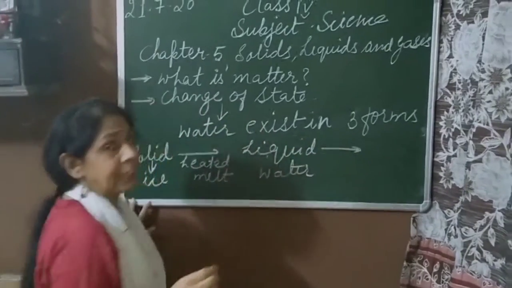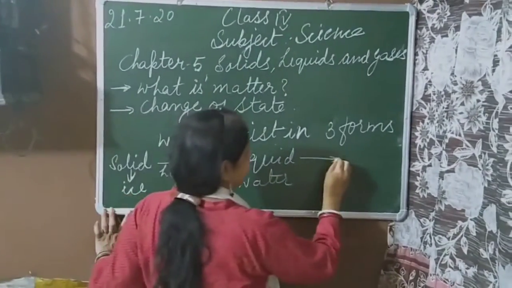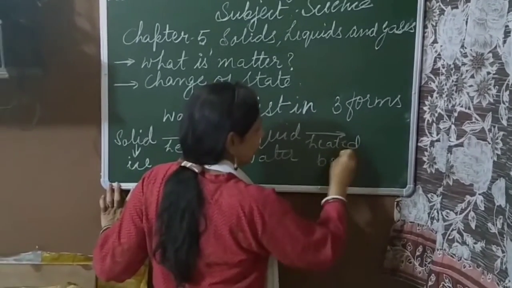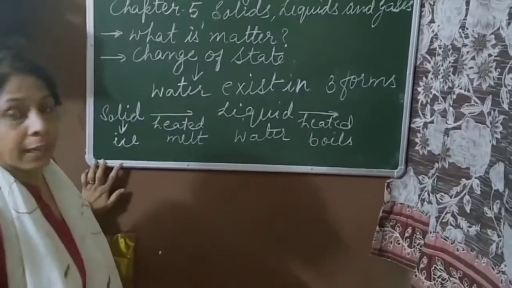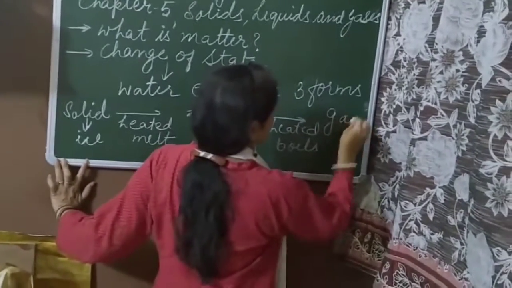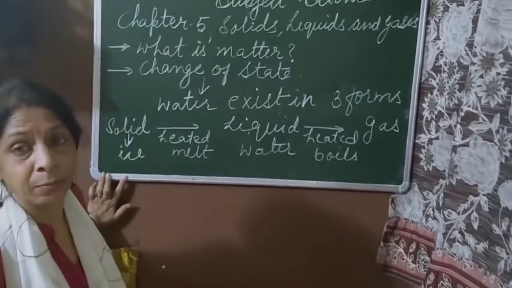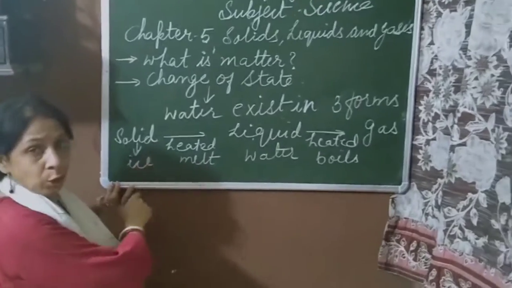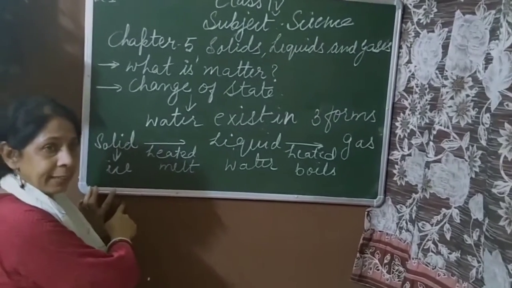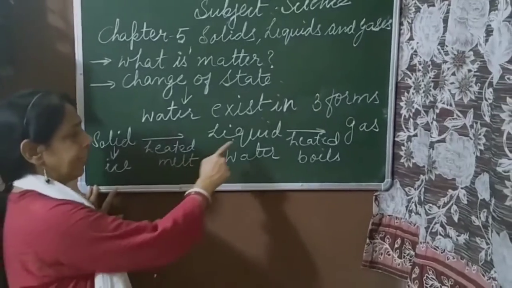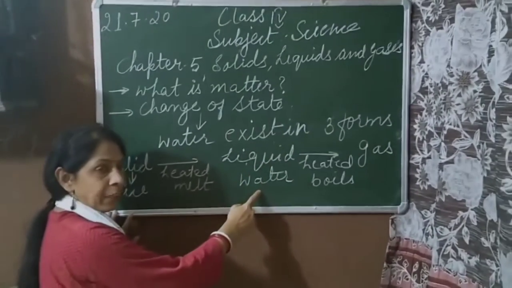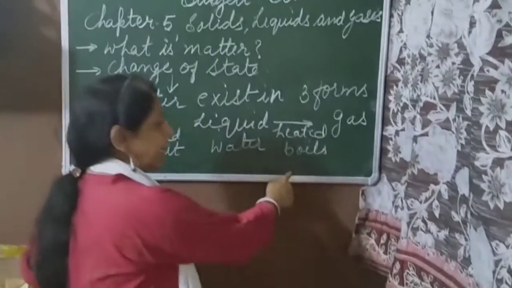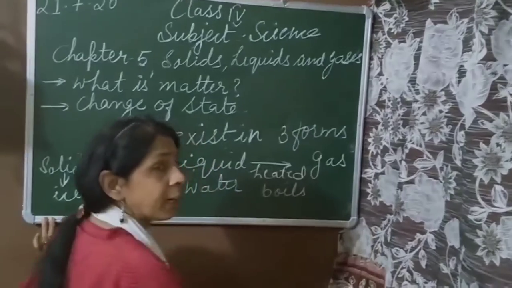When this liquid is heated, it boils and turns into gas or steam. So, water exists in three forms. First, solid. Example is ice. When heated, it melts and turns into liquid. Example is water. When again we heat this liquid or water, it boils and turns into steam or gas.